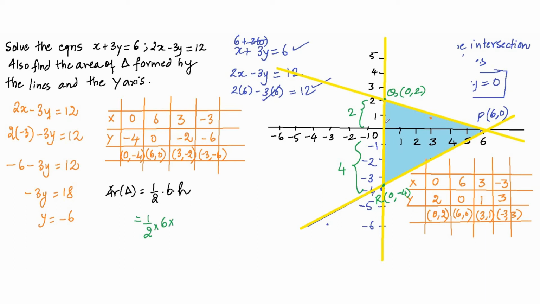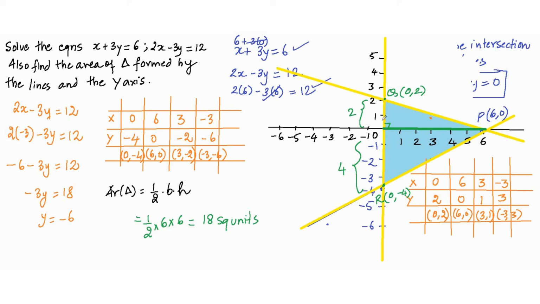And the height, because we know that the x and y axes are perpendicular to each other, can be considered as OP. And the measurement of OP also happens to be 6. So half into 6 into 6 is going to be 18 square units. Therefore, the area of this triangle is 18 square units.